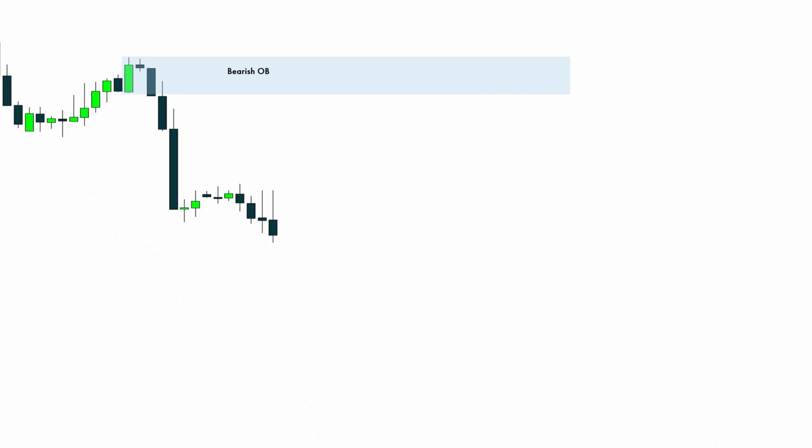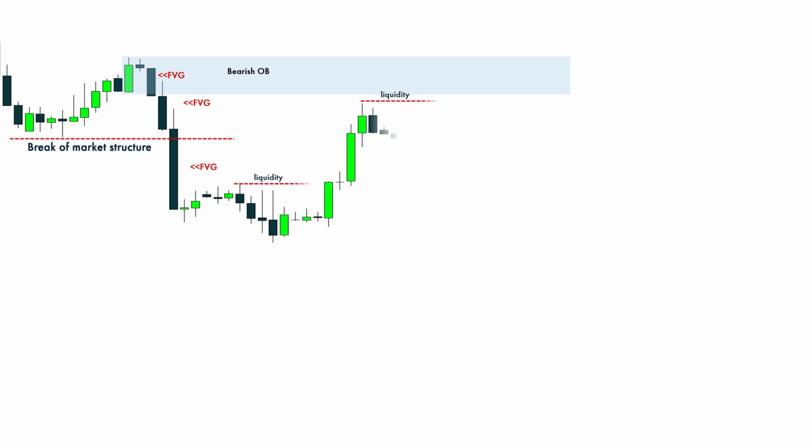We can clearly spot a valid bearish order block in this area. We also see a massive impulsive move to the downside, creating not one, but 3 fair value gaps. On top of that, we get a clean break of market structure. Everything seems to align. At this point, the logical next step is to wait for an internal liquidity sweep, then a retest of the order block, and finally, a confirmed entry.